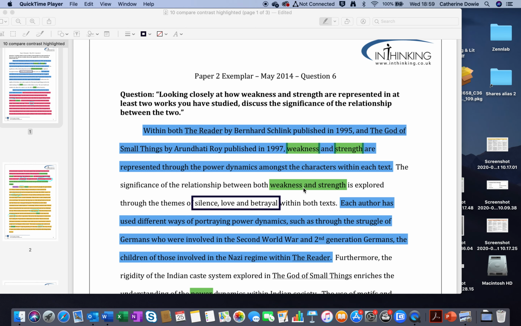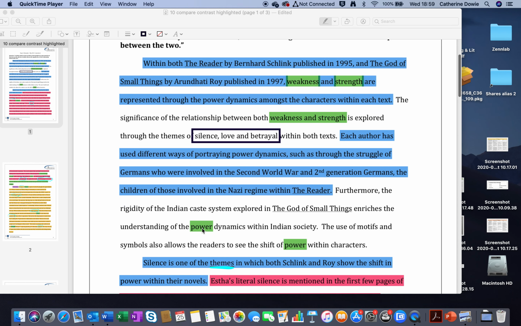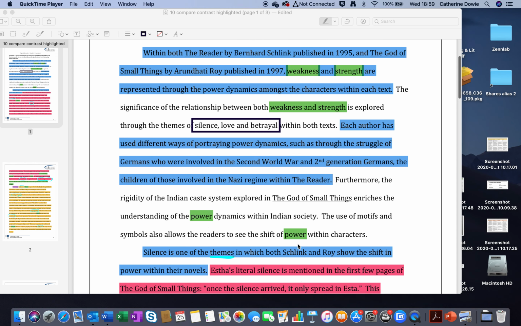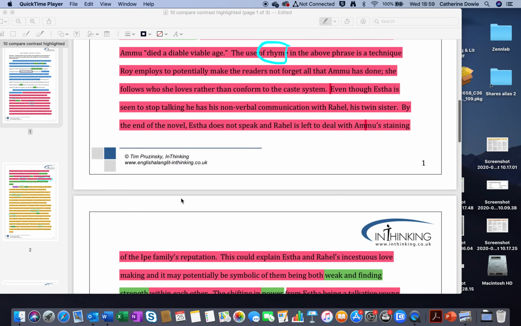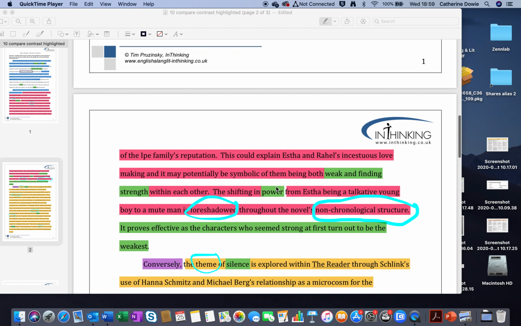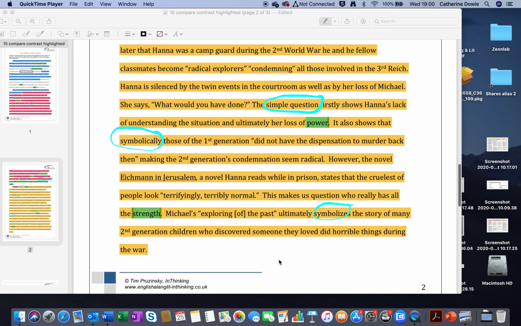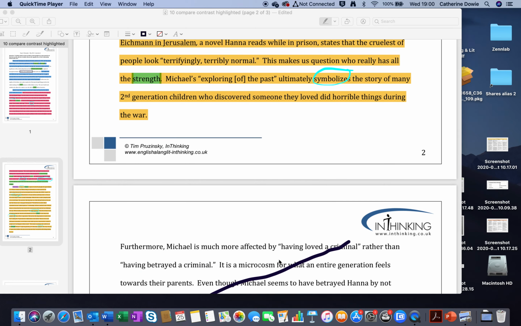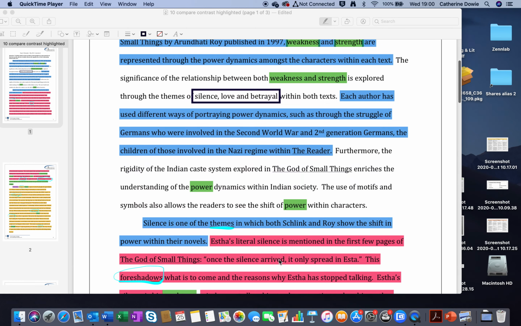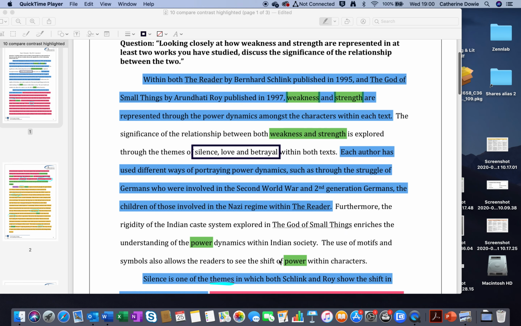So strength, weakness, strength, power. This essay argues that weaknesses and strength play a role in power. So power again, weakness, weak and finding strength, power, etc. If I'm just going to go through, you can see all the references that connect back to the question. Right, so do make sure you're doing that constantly in your essays.